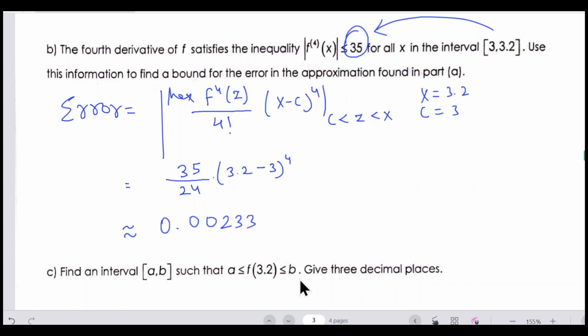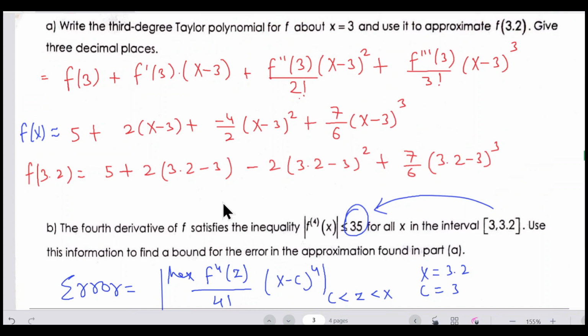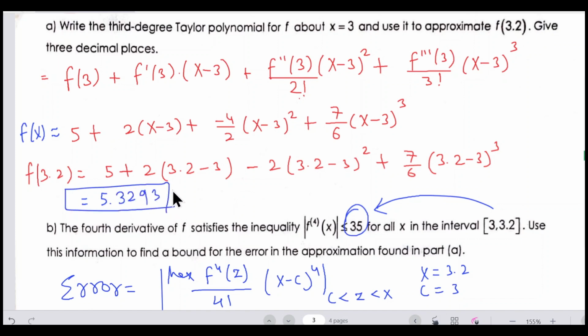Find an interval so that this lies. So basically, they need a range for the approximation. So for that, first we need the sum, actually, this number that we just left. So I'll just find that quickly. This is coming as 5.3293.